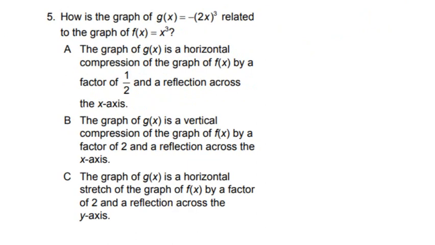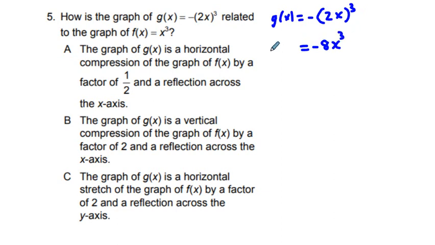Number 5, how is the graph of g of x equals negative 2 times x cubed related to the graph of f of x equals x cubed? Now, one thing that I did in my class for problems like this is I had my students change the coefficient to be inside the parentheses, and work it out by taking it outside the parentheses. So if we cube that 2, we get 8. So that's going to be negative 8, and then we have x cubed.